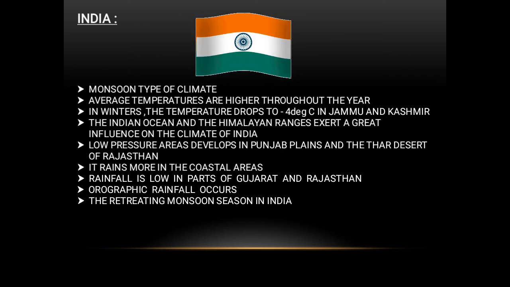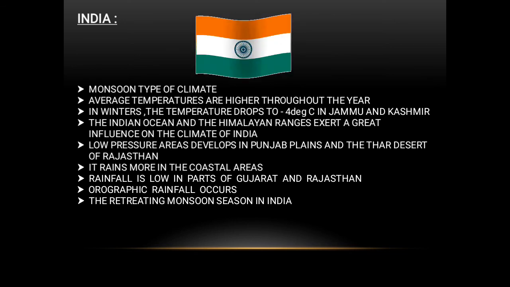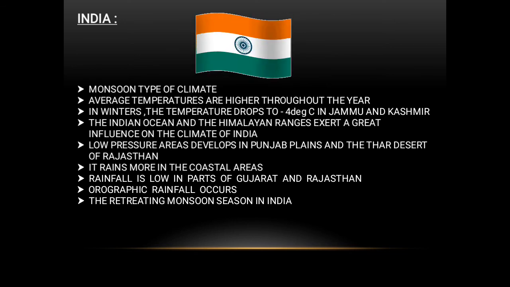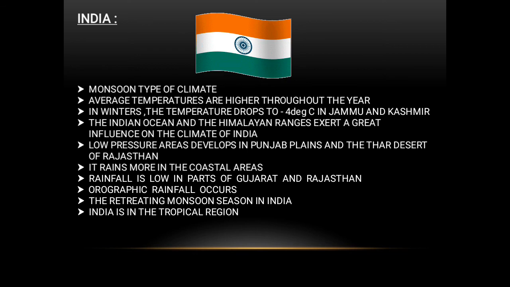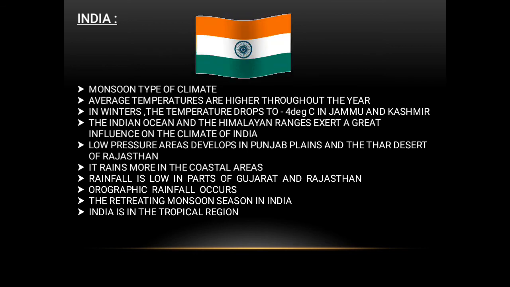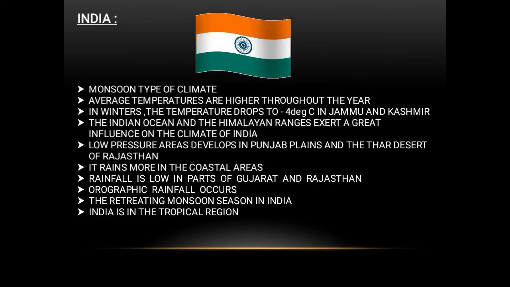These winds return from the Himalayan ranges and their retreating journey starts. While blowing from the northeast towards the Indian Ocean, these winds bring rainfall again to some parts of the peninsula. This is the retreating monsoon season in India. In general, the climate of India is hot throughout the year. As the Tropic of Cancer passes through the middle of India, India is considered to be in the tropical region.